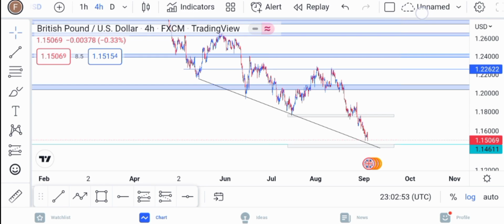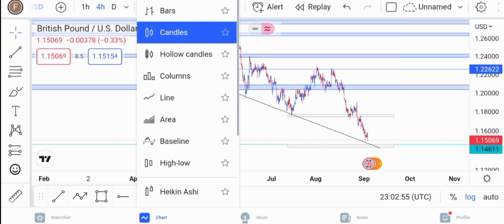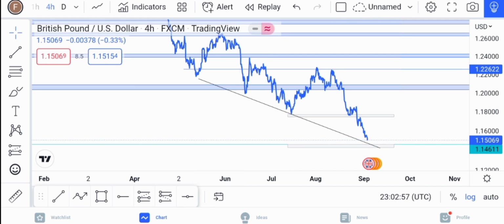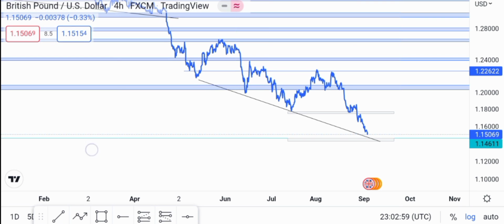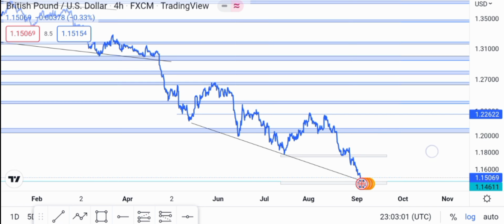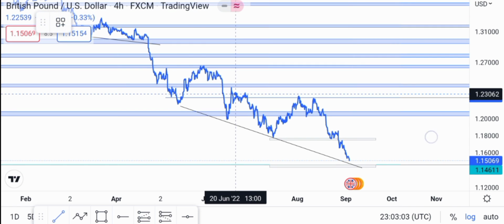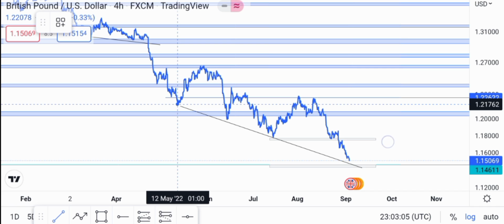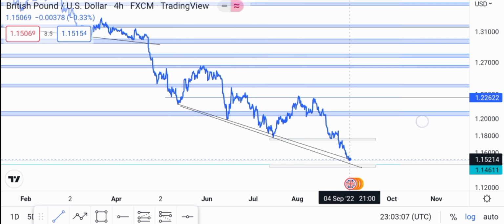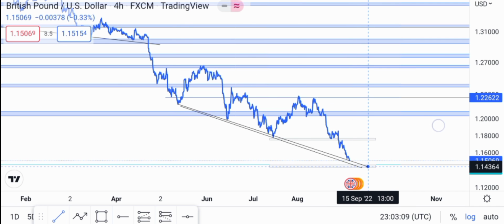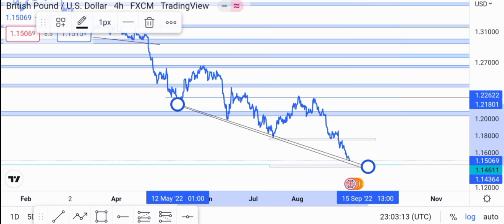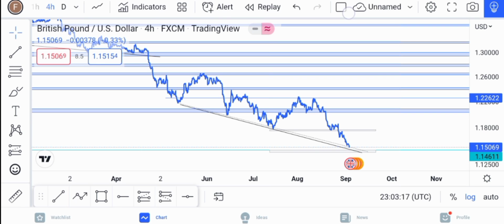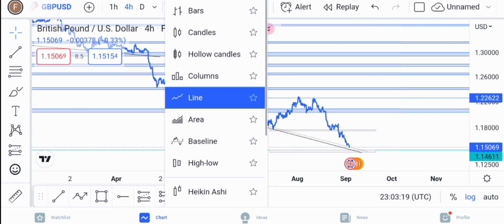Let us use our lines. So okay, so this is what we have. We can currently see we have the setup right over here, which is like this. So let us change this one to a dotted line. Let us move back to the candlesticks.